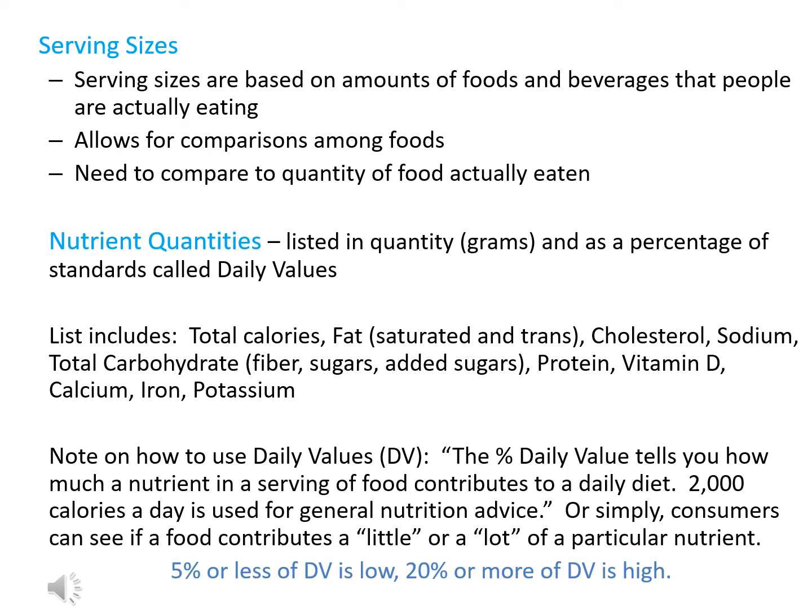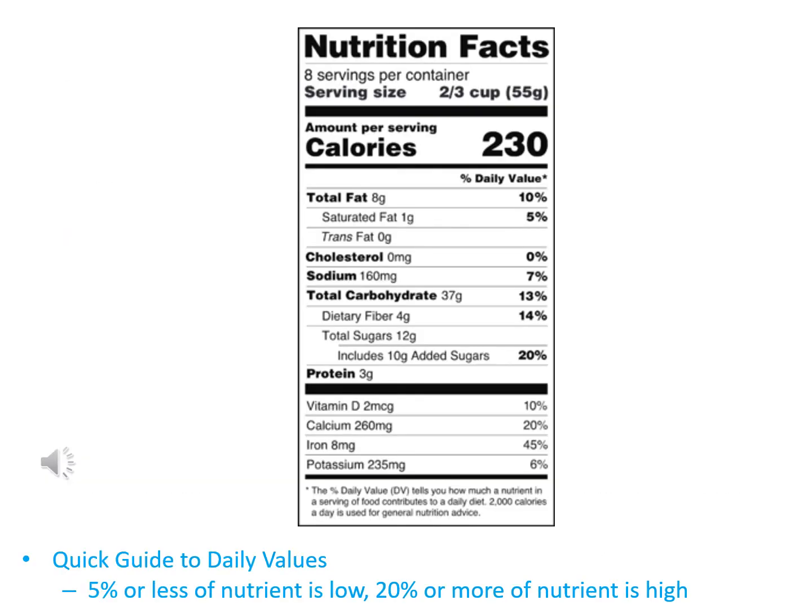The daily value is a simple way for consumers to see if a food contributes a little of a particular nutrient or maybe a lot of a particular nutrient. If there is 5% or less of the daily value in a food for a particular nutrient, it's considered to be low. However, if there is 20% or more of a daily value of a particular nutrient, this is considered to be high. And like I said, on the next slide we're going to take a look at an actual food label itself, so you will get a better idea of what that actually refers to.